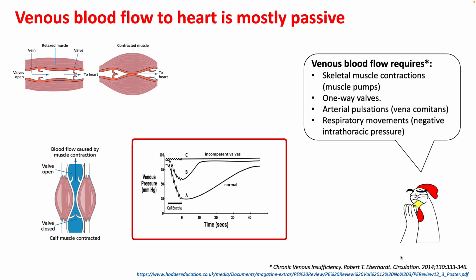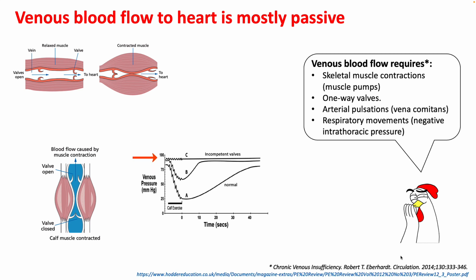This is a graph of your venous pressure in the legs in patients with incompetent valves and normal. And you can see that patients with incompetent valves have pretty high pressures in the legs, up to 100 millimeters of mercury. While walking or doing calf exercise, this drops down to 25. And this is one of the reasons why patients with incompetent valves develop varicose veins, and why prolonged sitting or standing causes edema in the legs.